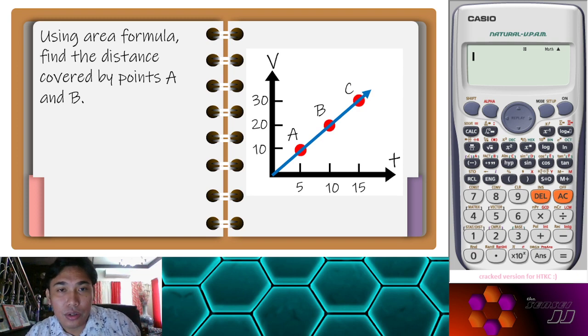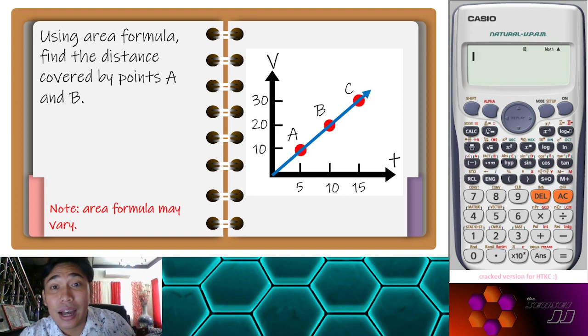Okay, so let's proceed. Note, area formula may vary. It is not always the same, but it is very basic. You will see that it is easy to understand what the note is saying. Area formula may vary. So sir, why does it vary?